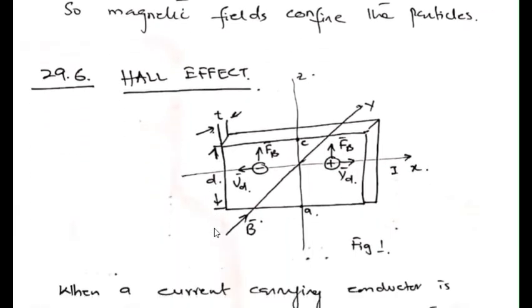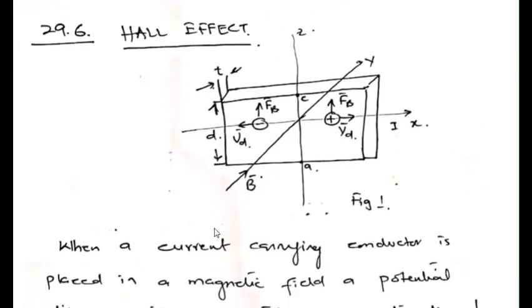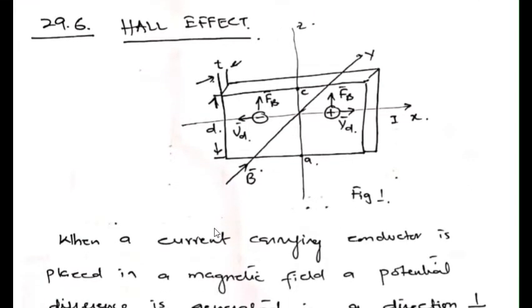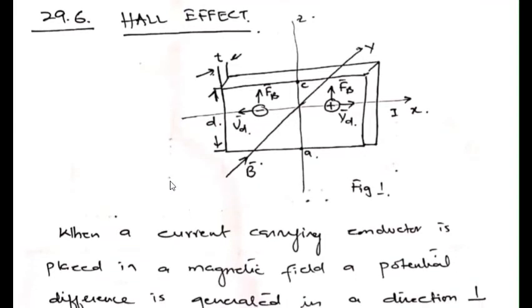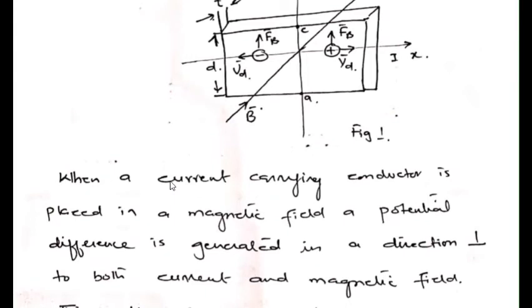Now we will discuss the last article very briefly, that is 29.6, the Hall effect. Hall effect is defined as follows: whenever we have a current carrying conductor and we place it in a magnetic field, a potential is generated in a direction perpendicular to both the current and the magnetic field.